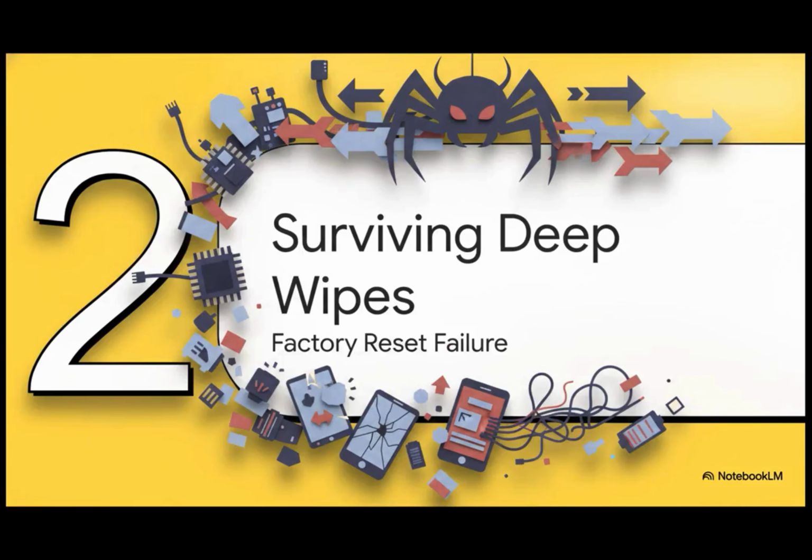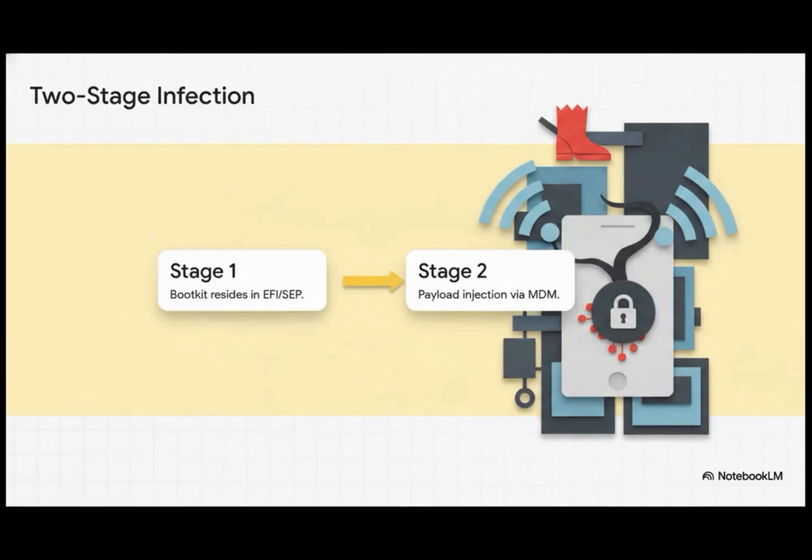Moving to Section 2, surviving deep wipes, the failure of the factory reset. Let's see how this builds, because the forensic data outlines a terrifying 2-stage reinfection model. It proves, without a doubt, that standard consumer resets are completely useless here. Step 1. The low-level bootkit resides in non-volatile memory. We're talking about the EFI, the bootloader, or the secure enclave processor. Because it's literally hardware-based, it easily survives a complete OS wipe.